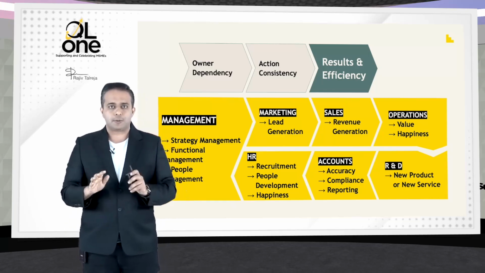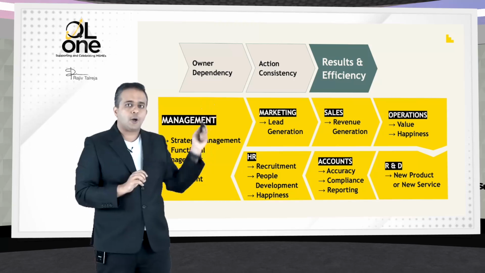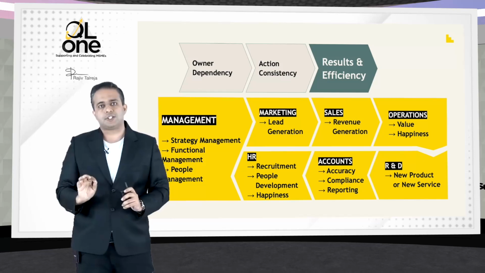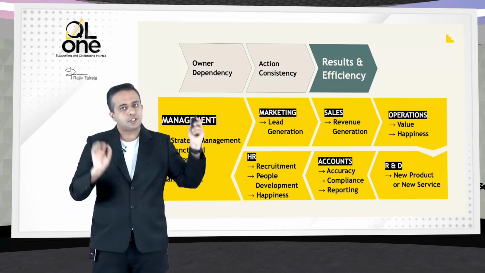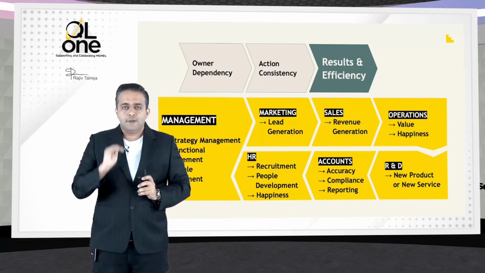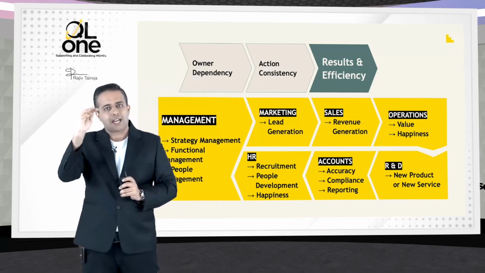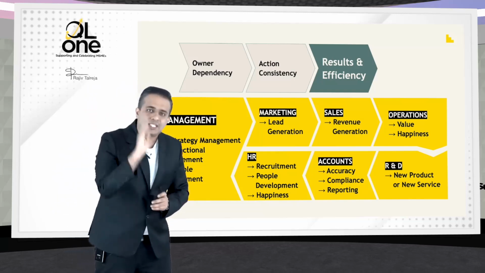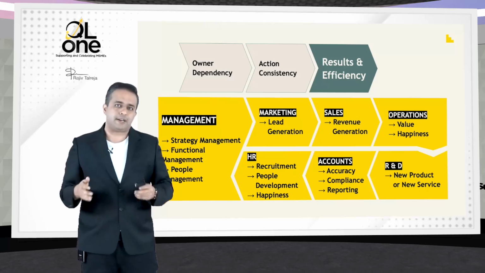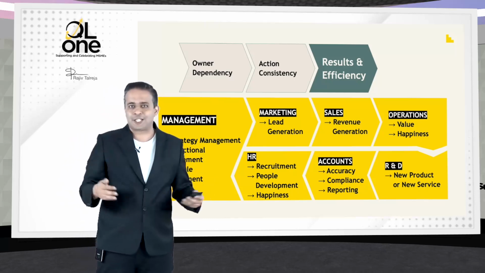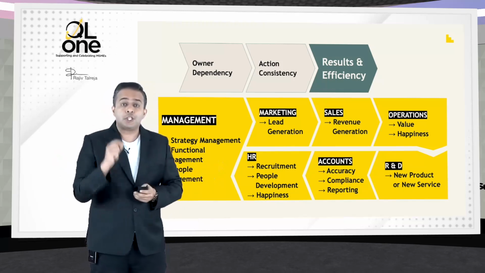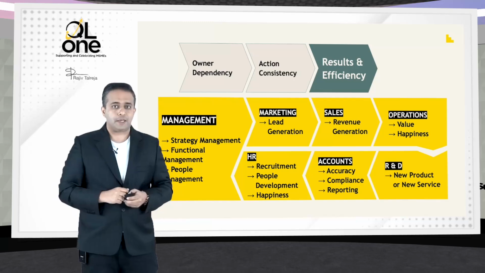Well, let me put it this way. Stick to yes or no for owner dependency. Stick to high or low for action consistency. Stick to result and efficiency, high or low itself. Even if it is medium, it means it's not high, so put low. Even if the owner is little involved, they're still involved. There's no such thing as little pregnant. We are not going to show this assessment to your customers or to the world. This is a personal evaluation for us to identify areas of improvement.